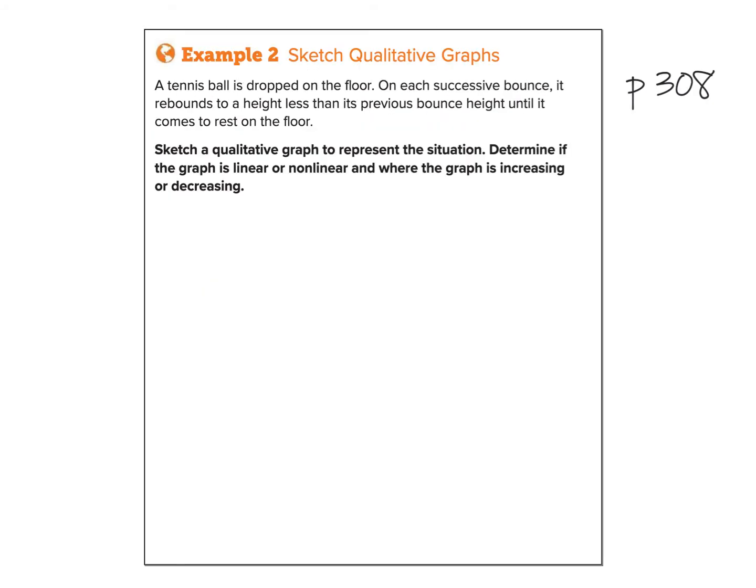All right, our next example is with a tennis ball dropping to the floor. It says on each successive bounce, so every bounce, it rebounds to a height less than its previous bounce height until it comes to a rest on the floor. It says, can you sketch a graph and then determine if the graph is linear or nonlinear? And then where is the graph increasing or decreasing? Okay, so let's go ahead and look at the sketch that they drew.